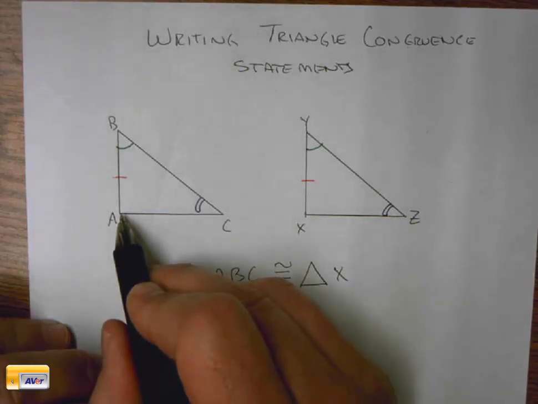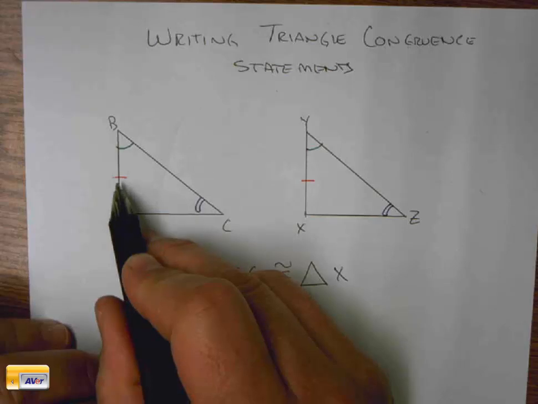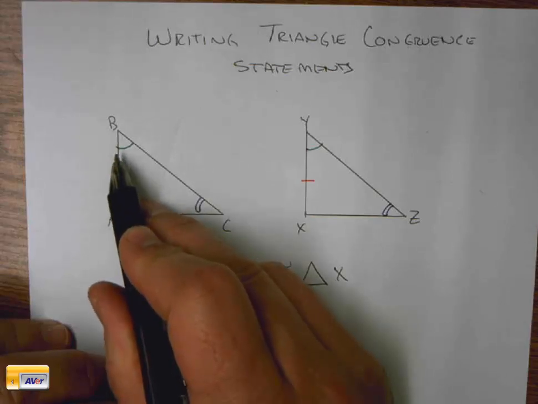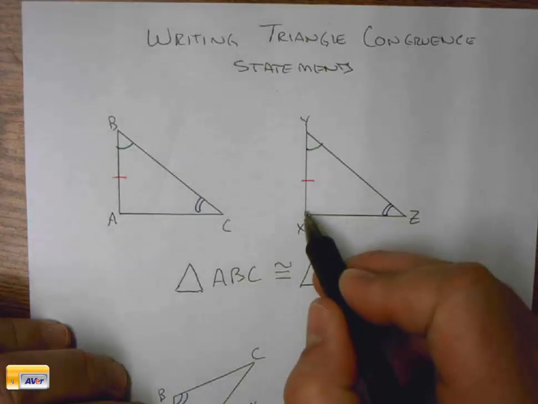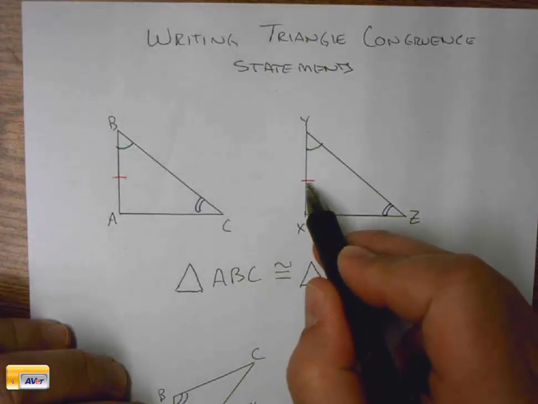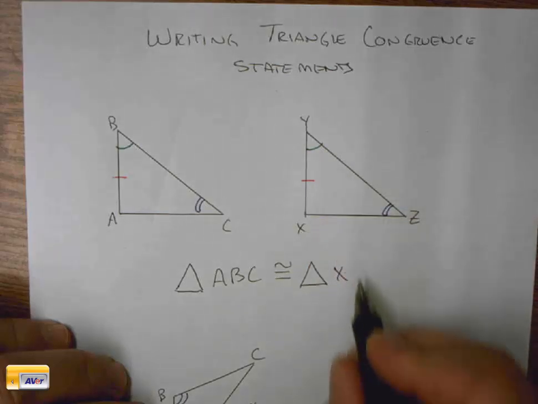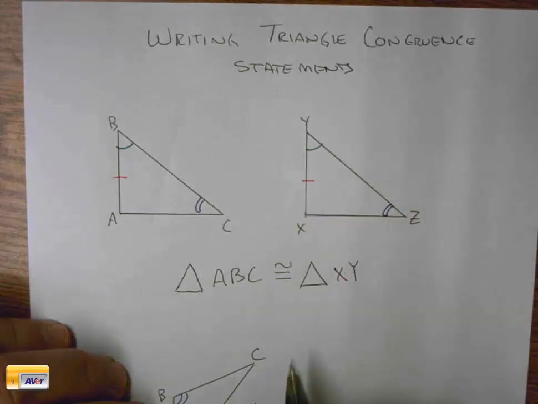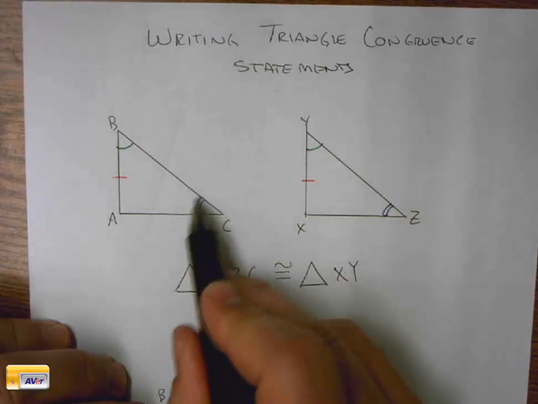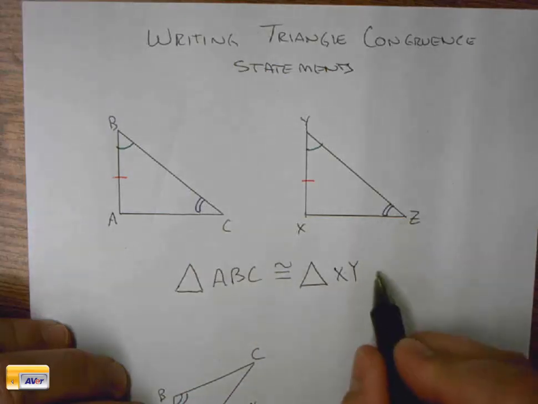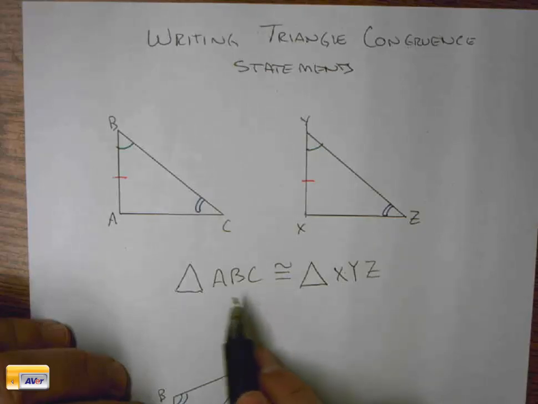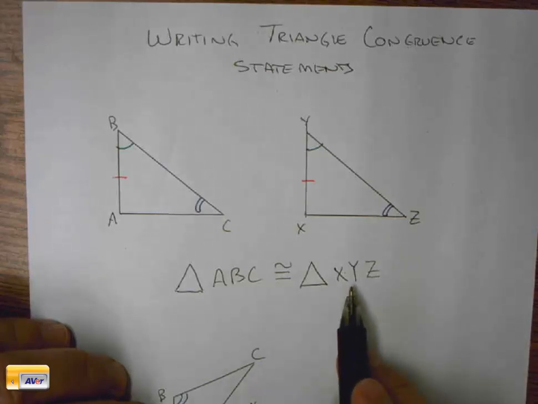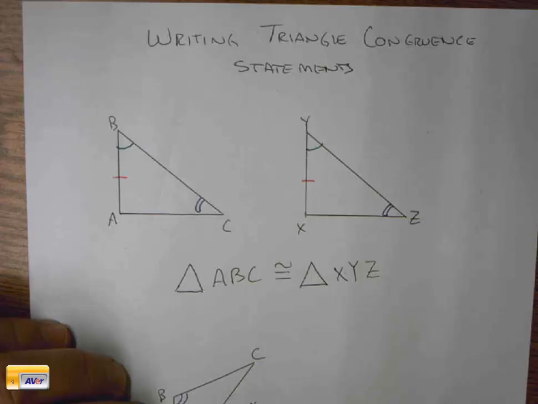B then is found by traveling along the side marked with one hash mark to the angle with one angle mark. So if I go from my starting point of X along the side marked with one hash mark to the angle with one angle mark, that tells me my next value. And of course C is the one with two marks, and so Z is the one with two marks. Please note, this is alphabetical. ABC is congruent to XYZ. It's not always like that.